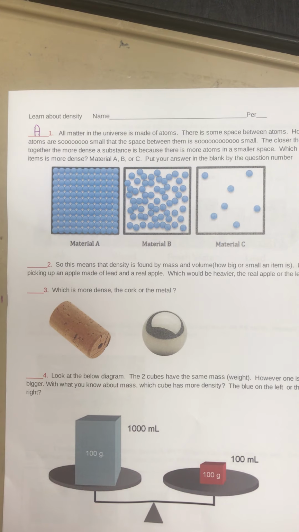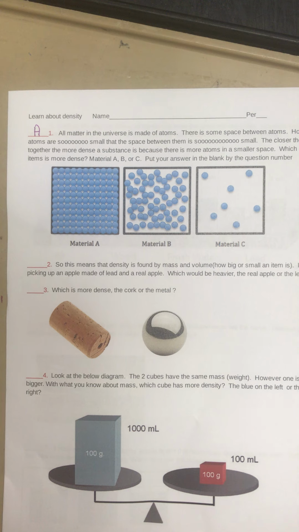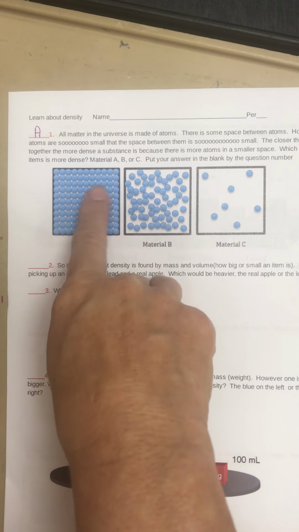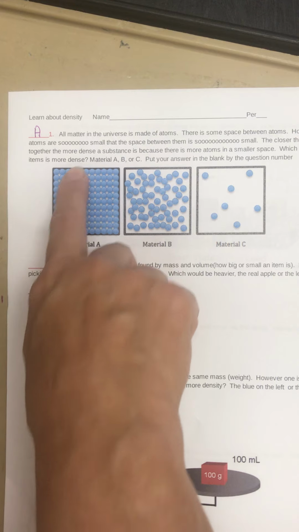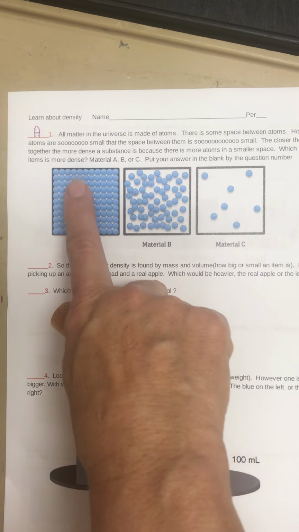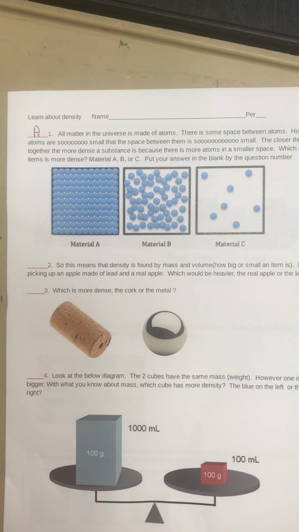Okay, so on your paper, all matter in the universe is made of atoms. There is some space between atoms. However, atoms are so small that the space between them is so small. The closer the atoms are together, the more dense a substance is because there is more atoms in a smaller space. Which of these is more dense? So this one has almost no space between the atoms. These two have some space. It asks which item is more dense, so that would be A. This one, even though they're the same size, this one would weigh more. This one would weigh the least.